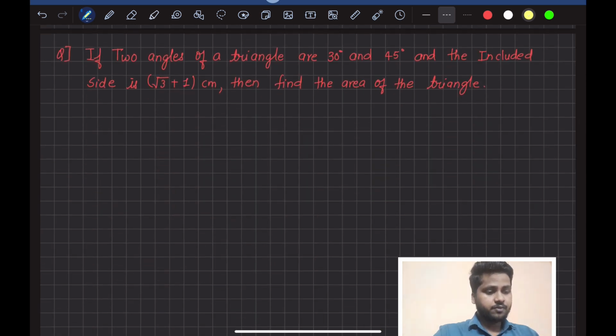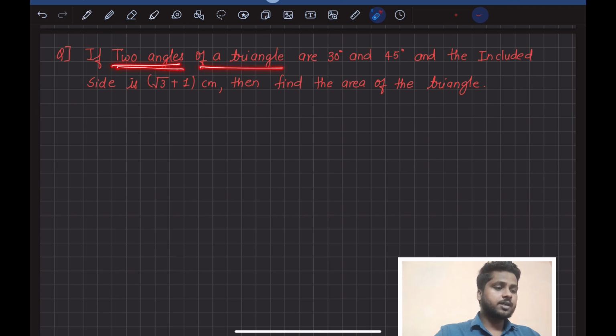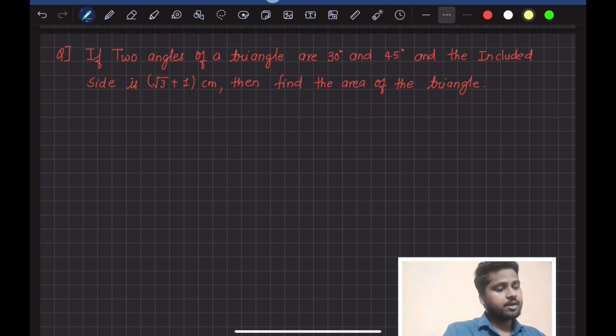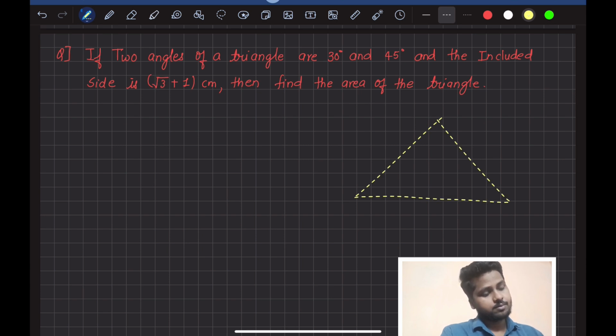Next question is, if two angles of a triangle are 30 degree and 45 degree and the included side is root 3 plus 1 centimeter, then find the area of the triangle. So two angles of a triangle are 30 degree and 45 degrees. So I will make a triangle. Okay.